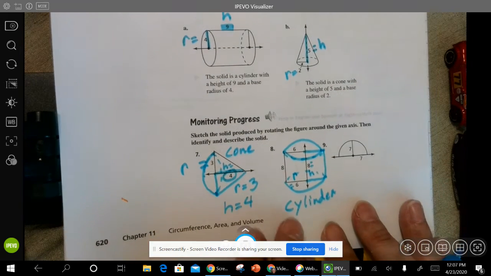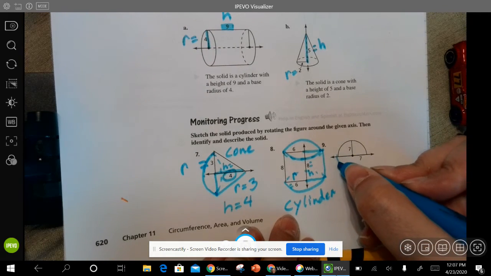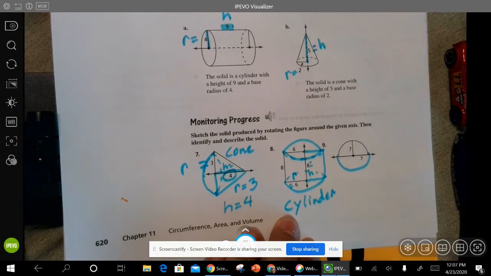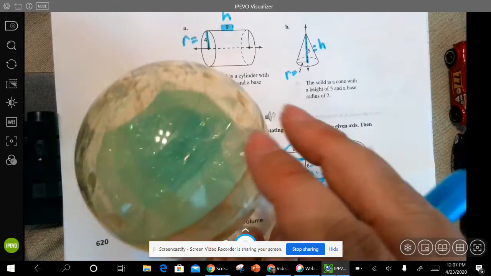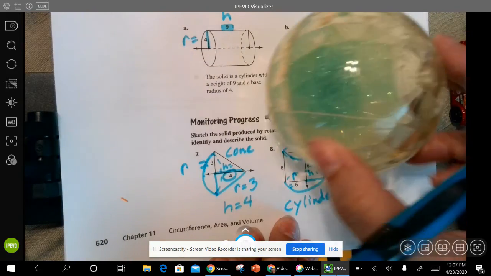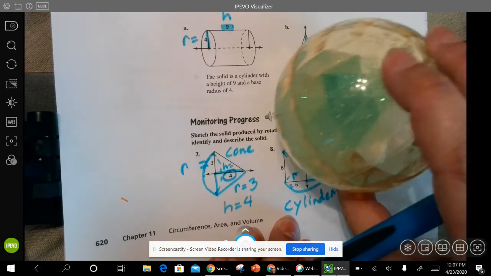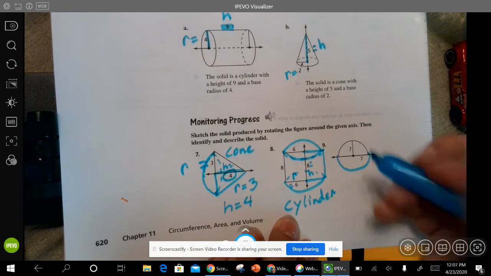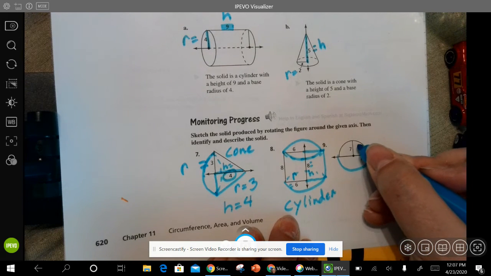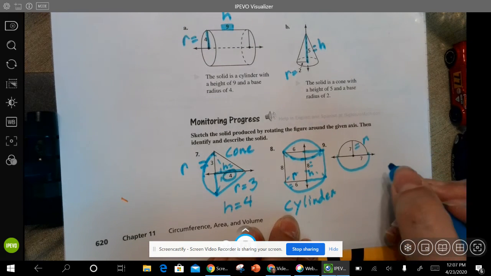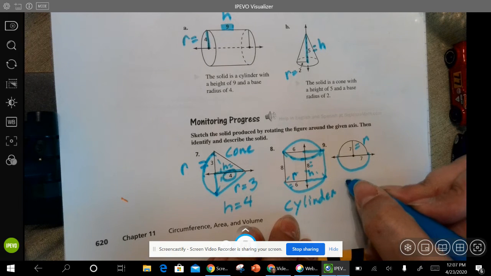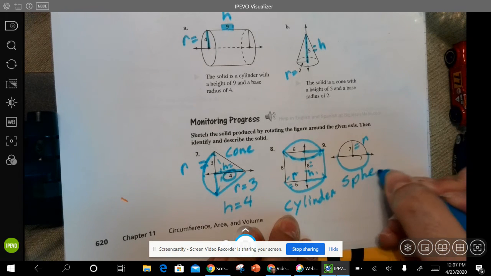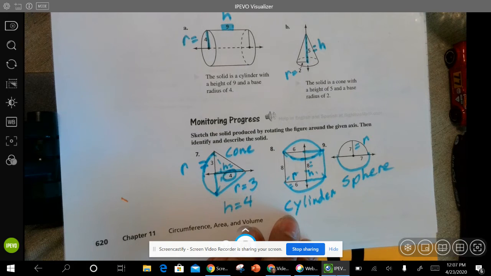For this one, if I draw it, what do you think this one's going to be? I'm going to give you a hint. We have our little pretty ball. Ooh, it's sparkly. So the radius is 7, and this is a sphere. Three-dimensionally, this is a sphere.